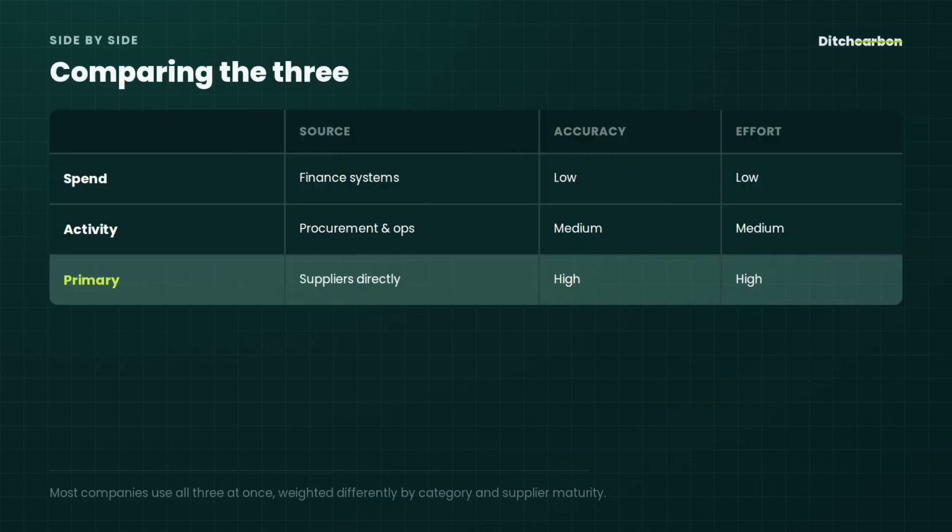Put side by side, spend data comes from finance systems and is low effort but low accuracy. Activity data comes from procurement and operations and sits in the middle. Primary data comes straight from suppliers and takes the most effort but gives the highest accuracy. Most companies end up using all three at once, weighted differently depending on the category and how mature a given supplier relationship is.